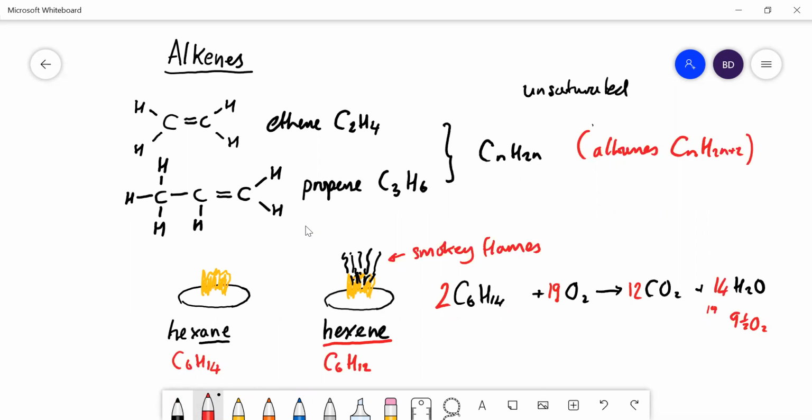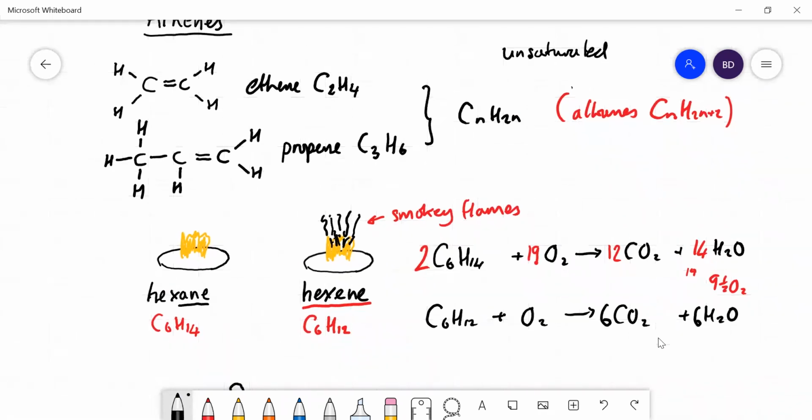And if we do the same for the hexene burning, well, we've got C6H12 there, plus oxygen. They give us CO2 and water again. Well, we're going to have 6 carbon dioxides. We're going to have 6 waters. So that gives us the number of oxygens on the right hand side. We've got 12 in the carbon dioxide, 6 times 2, plus 6 there, that's equal to 18. So that's just 9 O2 molecules. It's a bit easier to balance than the last one. Okay, but it's the same products, carbon dioxide and water.